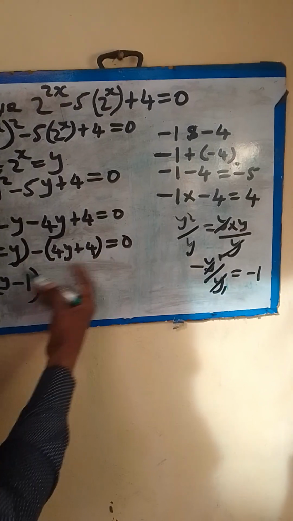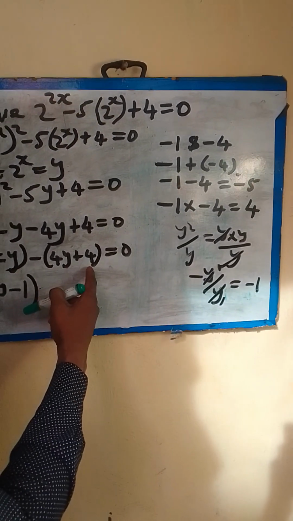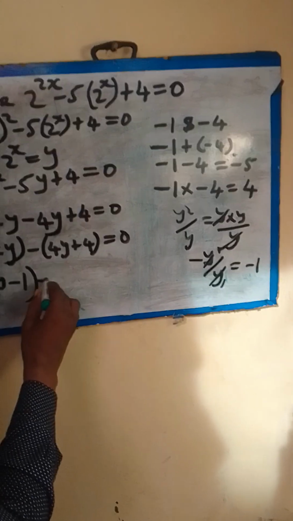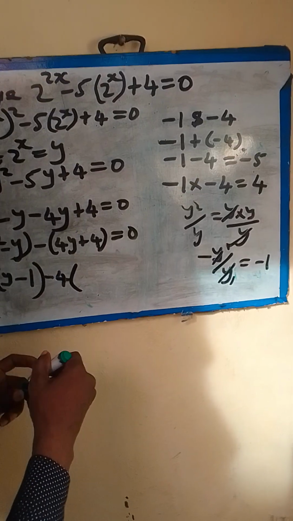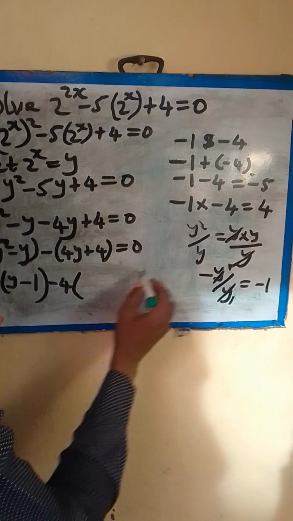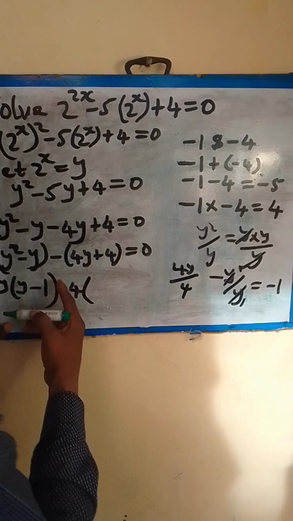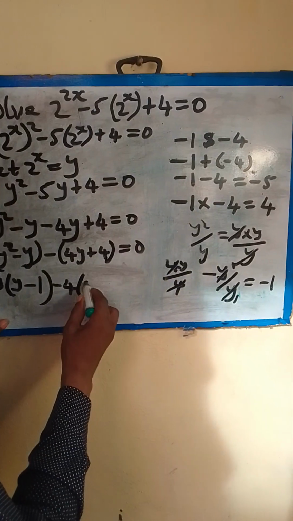So we do the same here. What can go into 4y and also go into 4? What can go into 4y and go into 4 is 4. So we have 4 here. When we talk about 4 into 4y, this is what we mean: this minus this, 4y into 4. That is 4 into 4y. So this 4 will take this 4, and you are left with y.